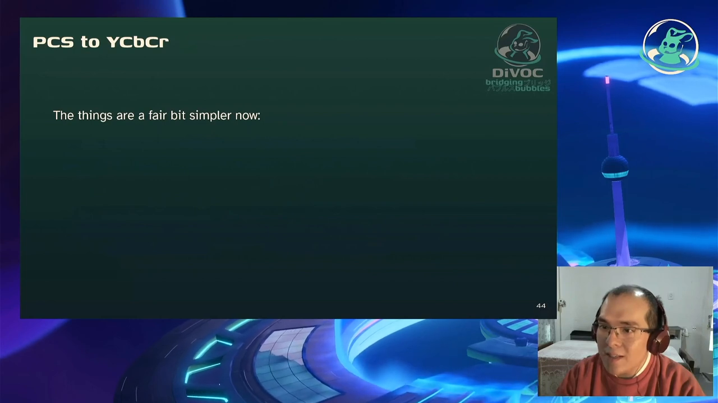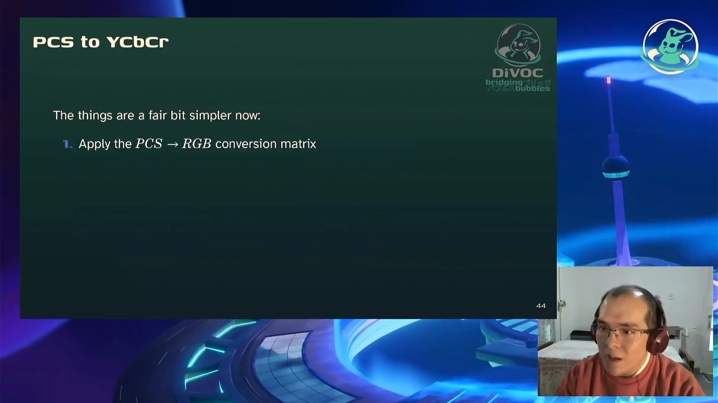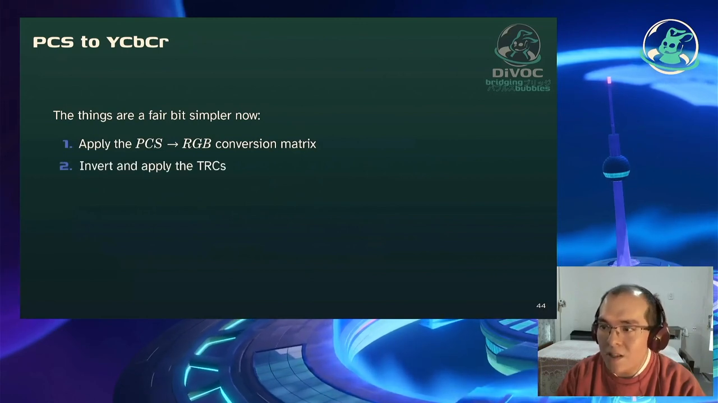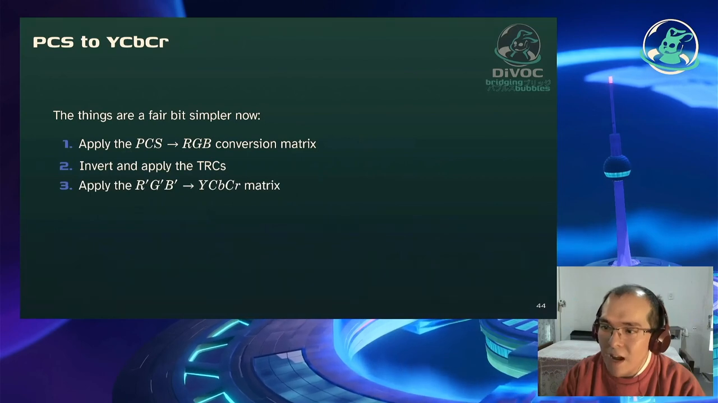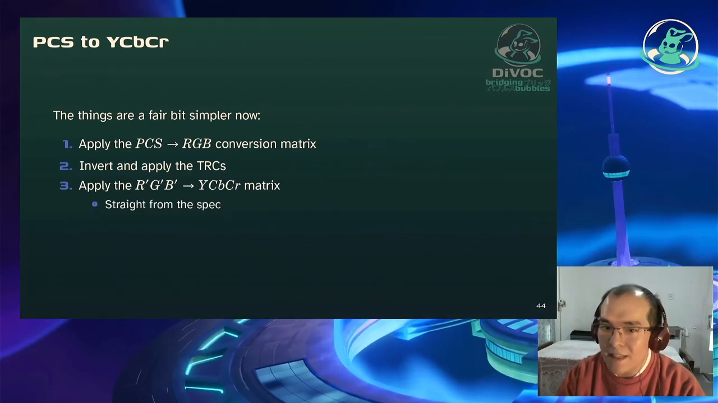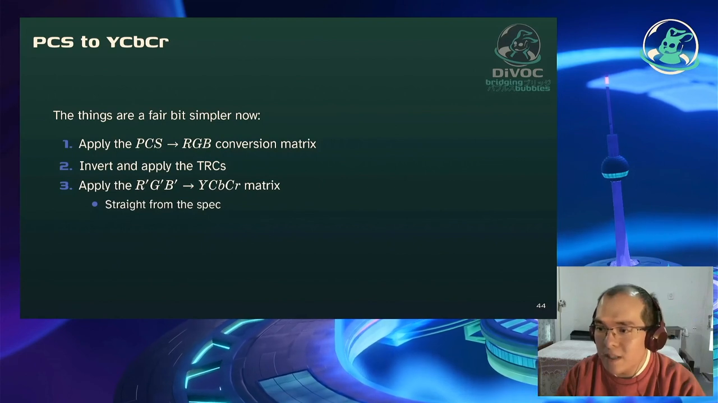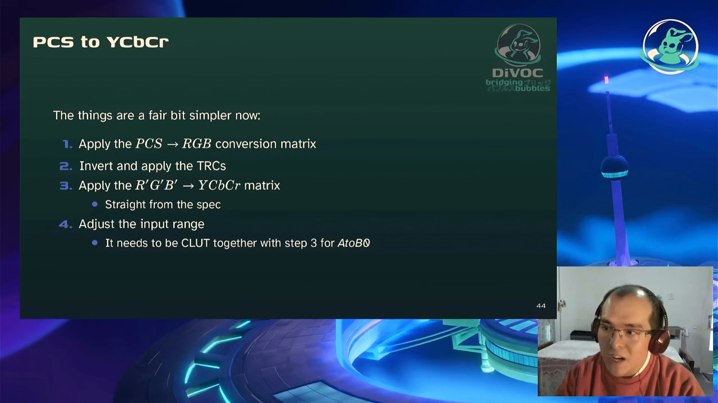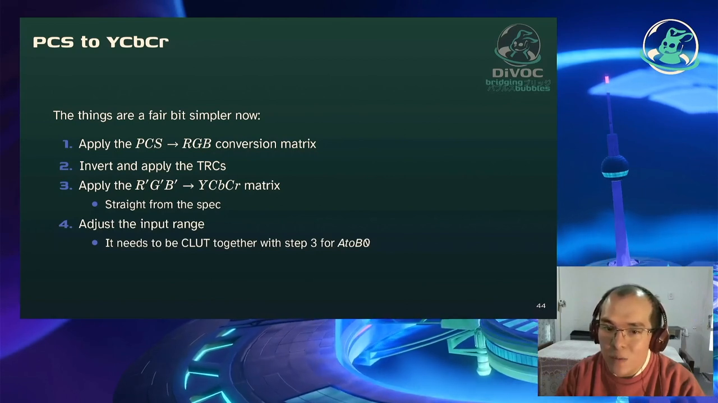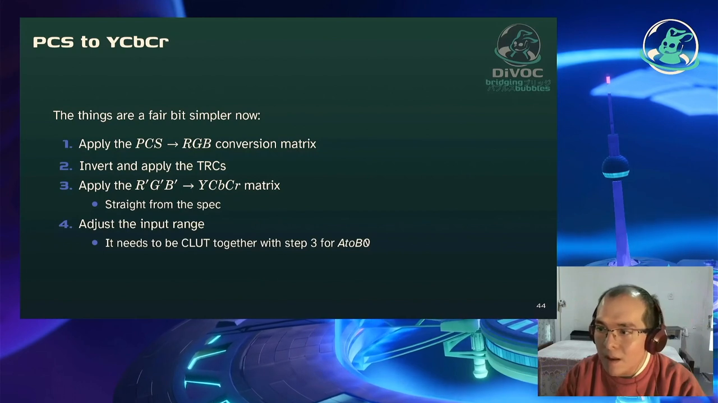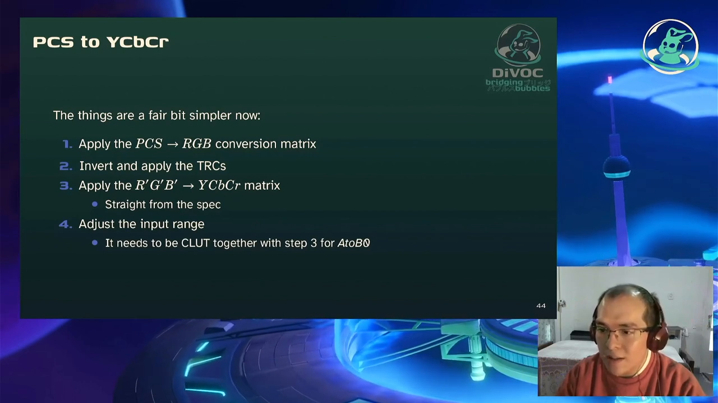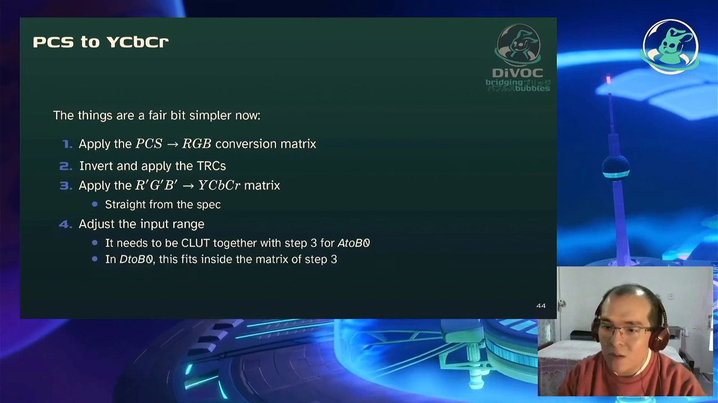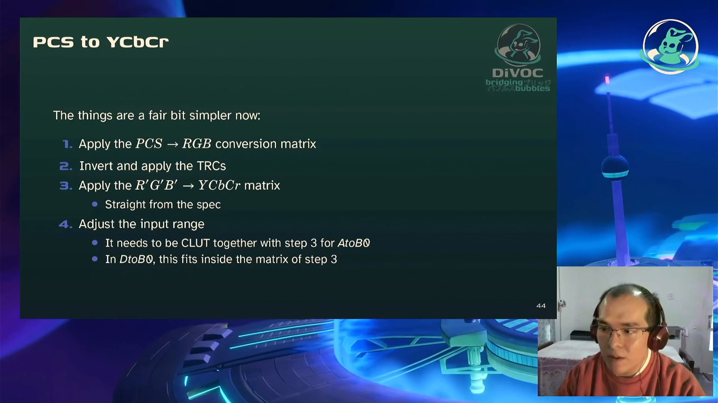For the PCS to ICtCp, things are a fair bit simpler now. We need to apply the PCS to RGB conversion matrix, invert and apply the tone response curves, and finally apply the RGB to ICtCp matrix that is taken straight from the specification. And finally, we adjust the input range. In this case, because we cannot use two matrices in D2B0 and B2D0 transforms, we need to club together this adjustment with the matrix above for A2B0. But in D2B0, this fits directly inside the fourth column.